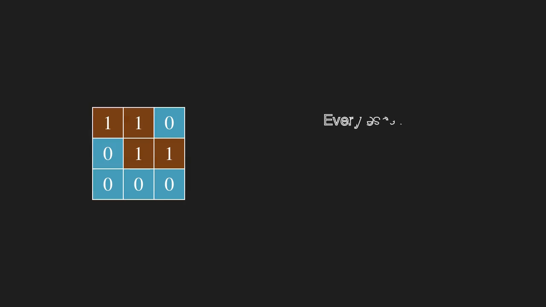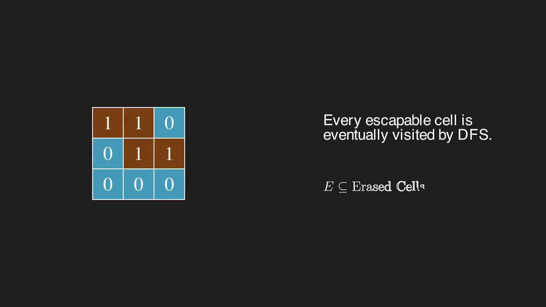Next, take any land cell that can escape. By definition, there is a legal land path from that cell to some boundary land cell. The algorithm starts a search from that boundary endpoint. At each step, depth-first search calls itself on all 4 adjacent coordinates, including the next cell along this path. Repeating this argument along the finite path proves that the original cell is eventually visited and erased.